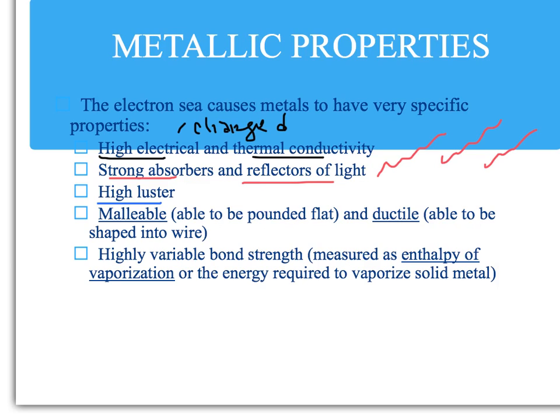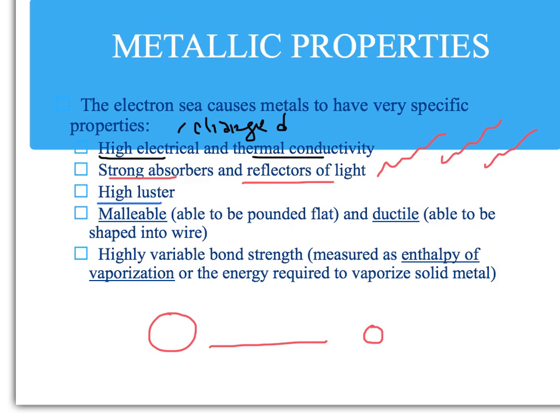The fluidity of the electron sea also enables metals to be both malleable and ductile, which means they can go from being a fairly ball-shaped or rock-shaped body of metal, and it can be pounded out flat, or it can be bent into a wire. It can be bent into all kinds of shapes, which are characteristic properties of metals.